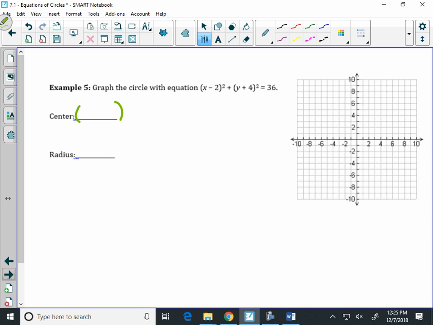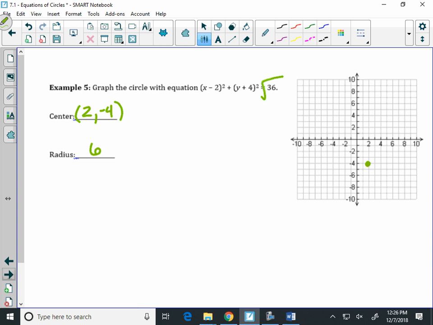So we look at this equation. What's the x value of our center? Well, if it's negative inside the equation, we take it out, it's going to become positive 2. What's our y value of our center? Negative 4. So what you're going to do is plot that point 2, negative 4. And then we have to figure out the radius. What do we do again with this number to get the radius? Square root it. And when we square root 36, we get 6.